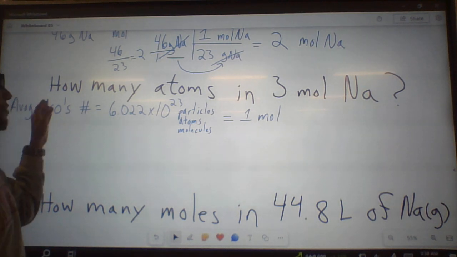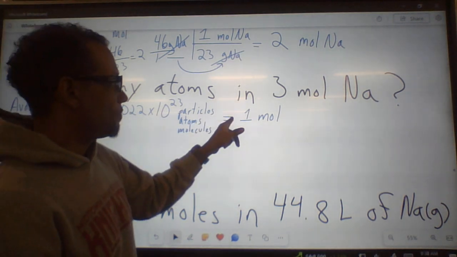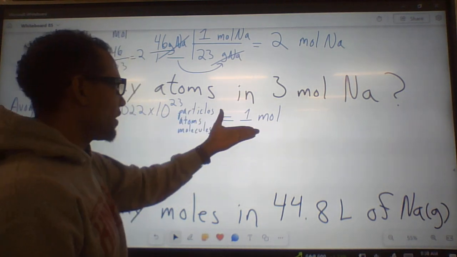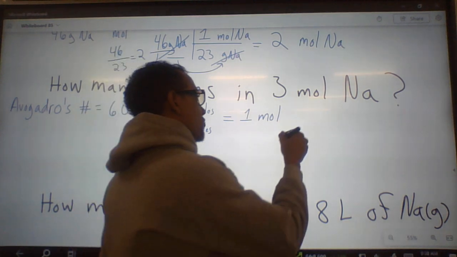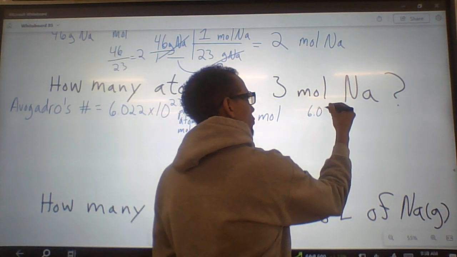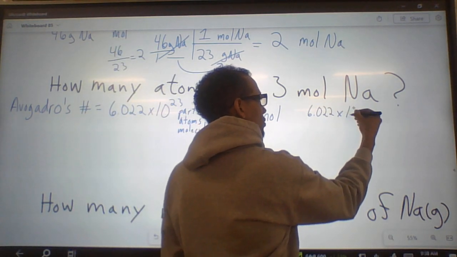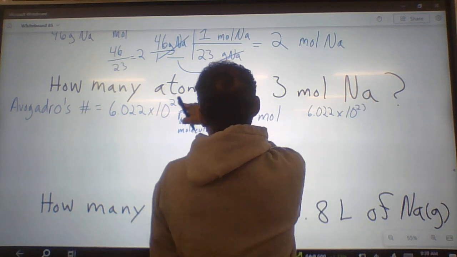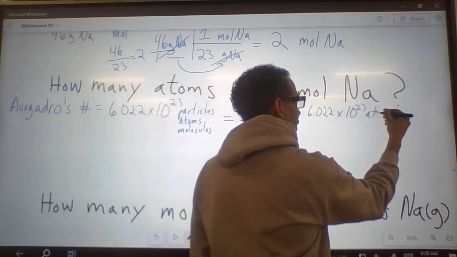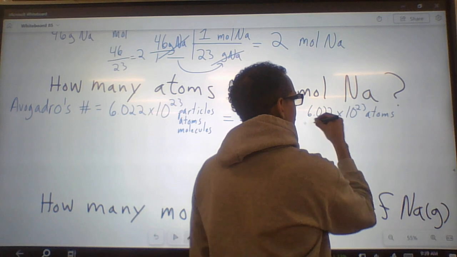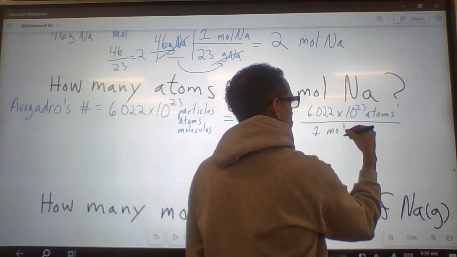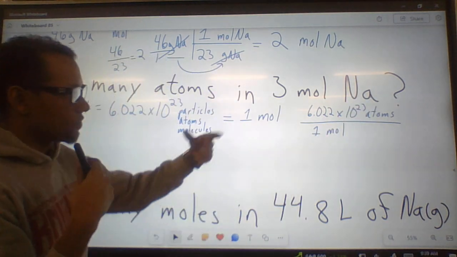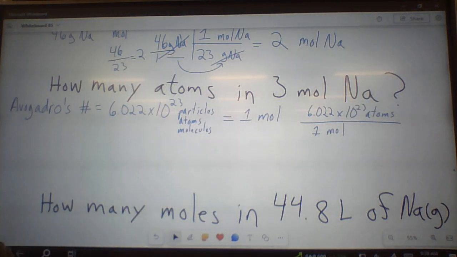All right, so we know Avogadro's number is 6.02 times 10 to the 23rd per 1 mole. I can write this as a ratio. This is just an equality, so let's take a second and write this as a ratio. 6.022 times 10 to the 23rd, and we're dealing with atoms, so I'm going to put atoms, for every 1 mole. We're only dealing with sodium, so we don't need to specify.